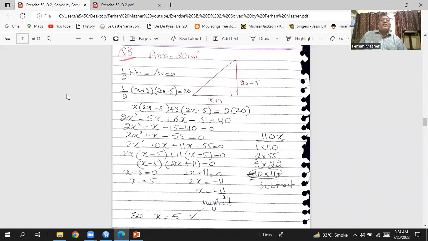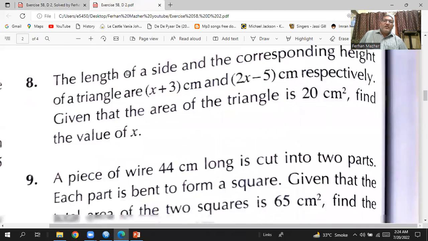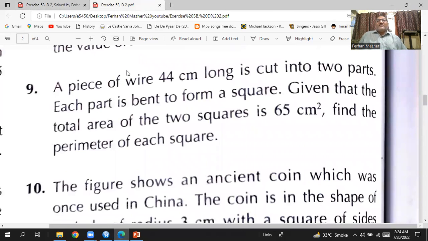And my dear students, the question number 8 of the exercise 5B from the book D2 is showing up on your screen. You can pause the video and you can take your time with this question. Okay, so we are going to the next question.